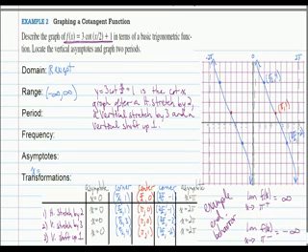Now it's pretty easy for me to identify the domain. It's all real numbers except negative 2 pi, 0, 2 pi, ... The range is all real numbers. The period of a basic cotangent curve, like tangent, is pi, but this has been horizontally stretched out to be twice as big, so now it's 2 pi, which means the frequency is 1 over 2 pi.